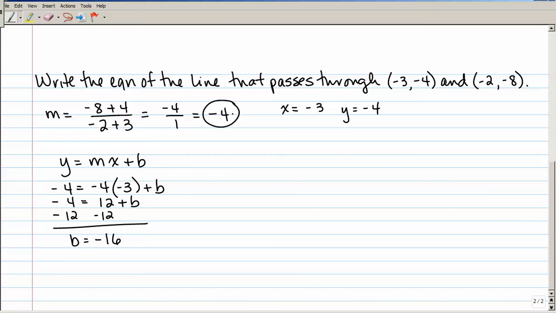And now I will plug back into the equation -4 for m and -16 for b. So my final answer is y equals -4x minus 16.